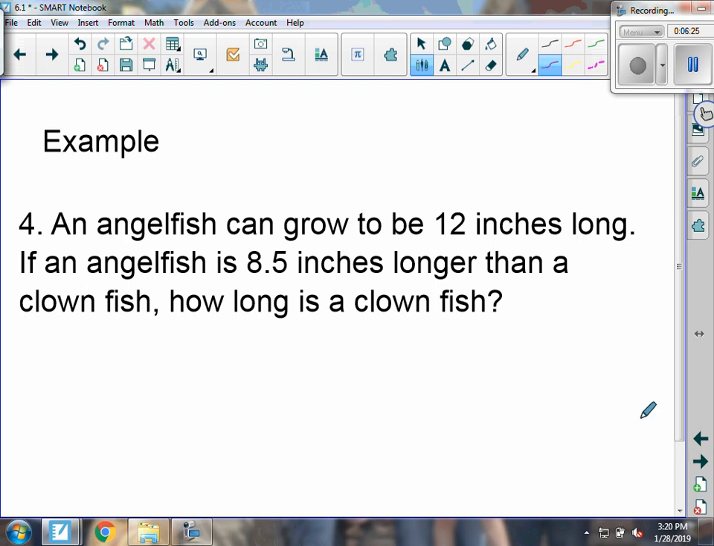Okay, copy this down. An angelfish can grow to be 12 inches long. If an angelfish is 8.5 inches longer than a clownfish, how long is a clownfish? So take a moment to copy this down and pause this if you need extra time.